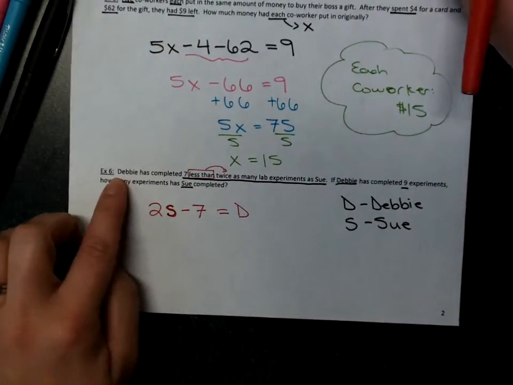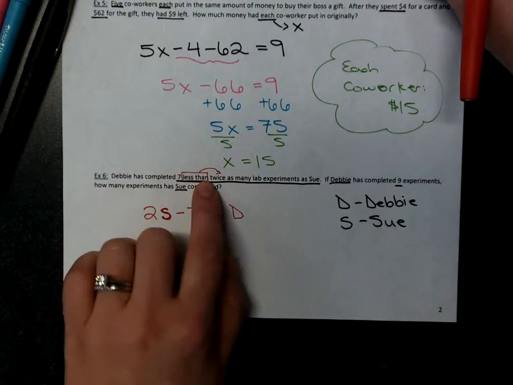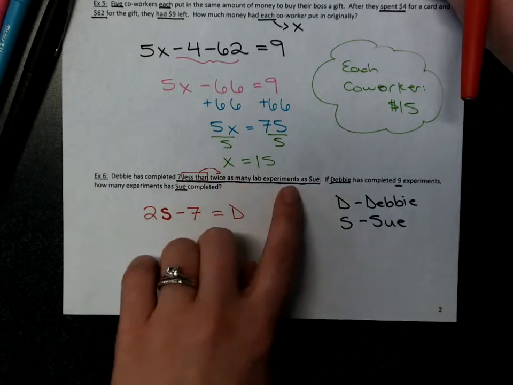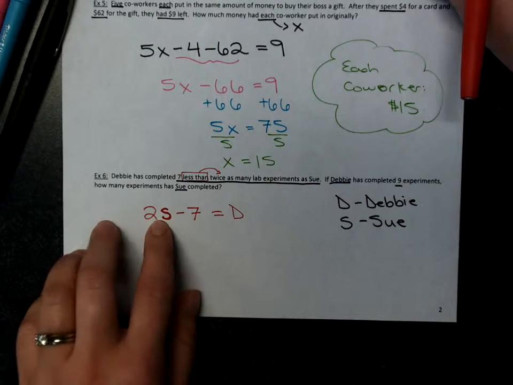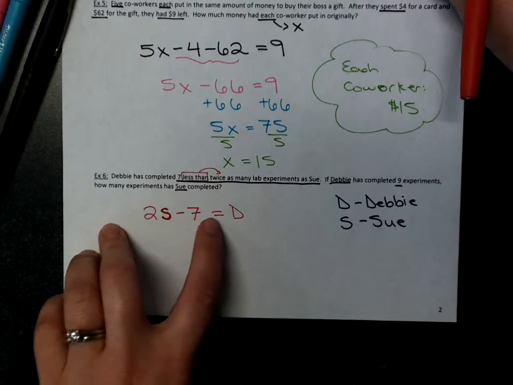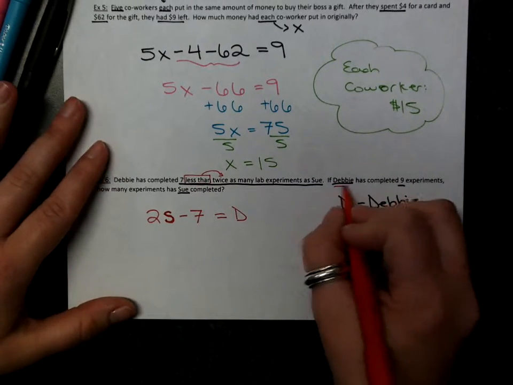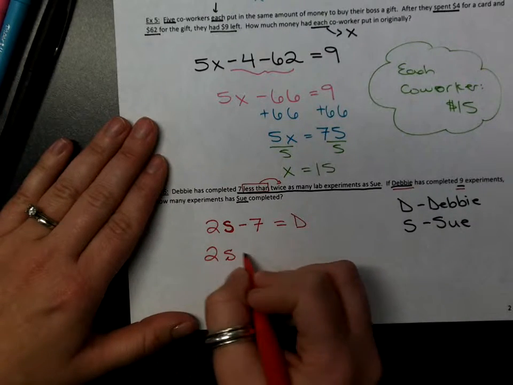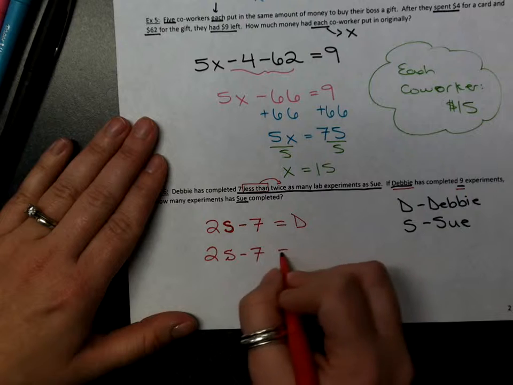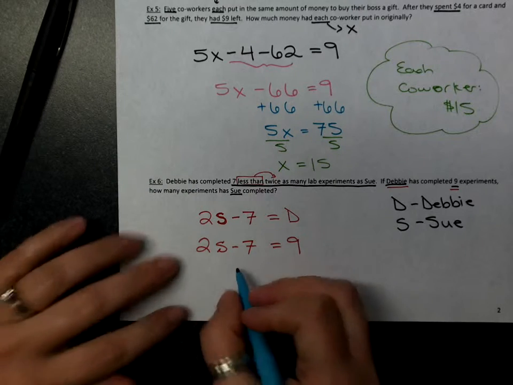So let's read it again. Debbie has completed 7 less than twice as many lab experiments as Sue. So twice as many as Sue, take away the 7, should equal Debbie. The second sentence says that Debbie has completed 9 experiments. So 2S minus 7 equals 9 is the equation to use to solve. And then it's just a matter of solving.